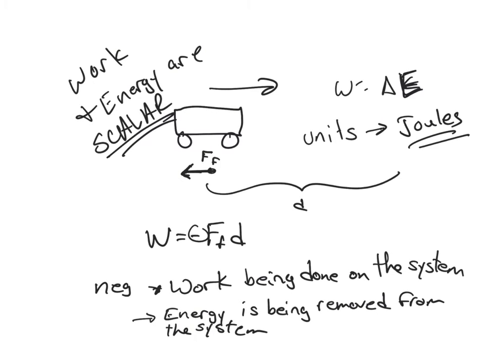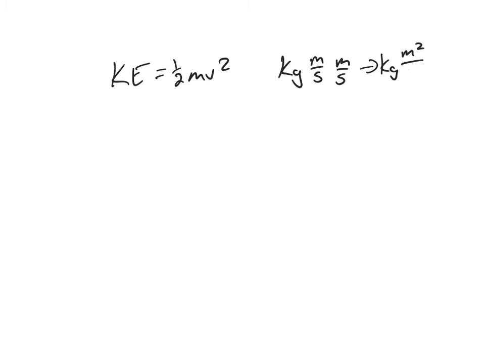Okay. Quick discussion of our joules. We say KE is equal to 1/2 mv squared. Our units here are kilograms times meters per second times meters per second. That gives us kilograms times meters squared per second squared. This is the joule. Just like a Newton is a kilogram times meters per second squared, a joule, symbolized with a capital J, is kilograms times meters squared per second squared.